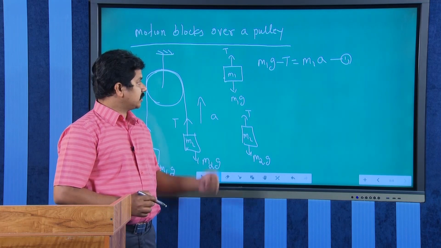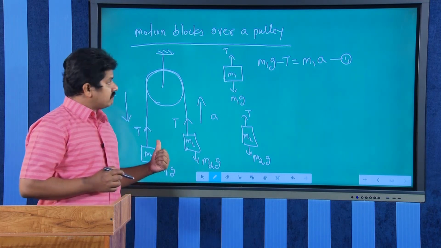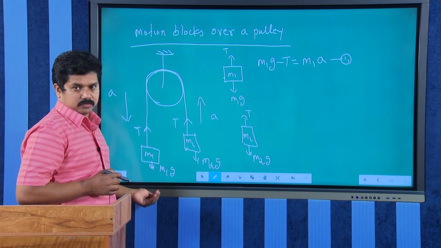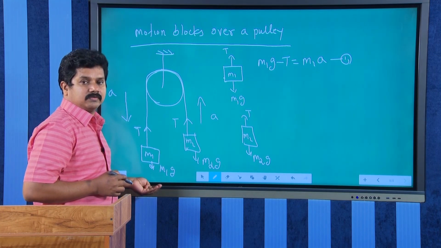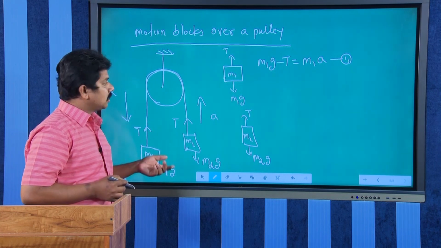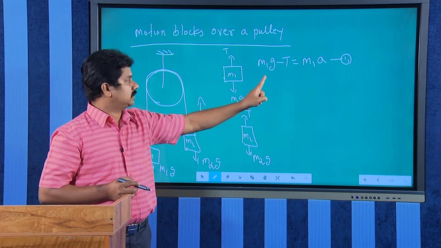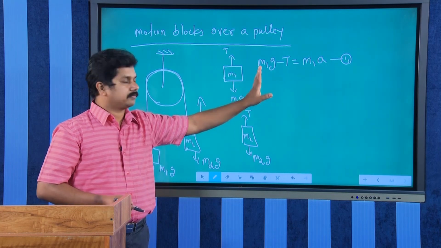Which is greater in this case? In this first case, we took M1 g greater than T, right, because we know the block is moving down. So, definitely the downward force should be greater than the upward force. So, that is why we subtract this T from m1 g, that is m1 g is greater than T.